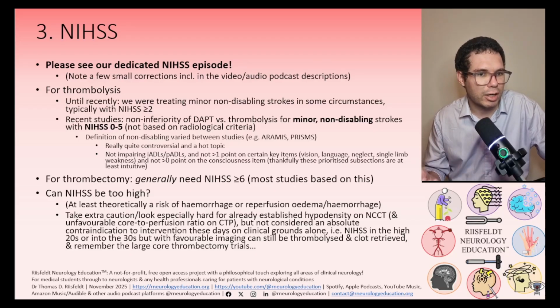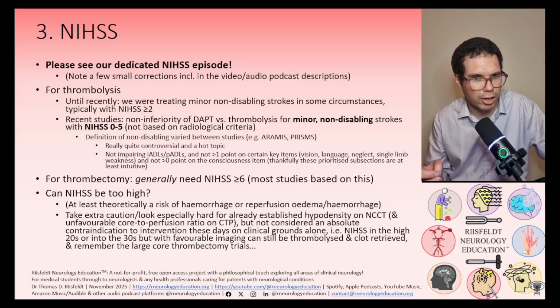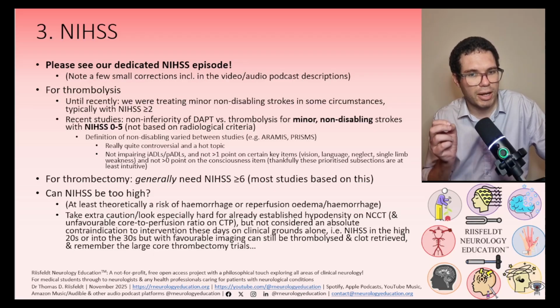However, there have been some recent majorly important practice-changing studies that have demonstrated the non-inferiority of DAPT, so dual antiplatelet therapy, compared with thrombolysis for minor non-disabling strokes with a NIHSS of 0 to 5. And importantly, this is based on clinical criteria. It's based on the NIHSS. It is not based on radiological criteria.